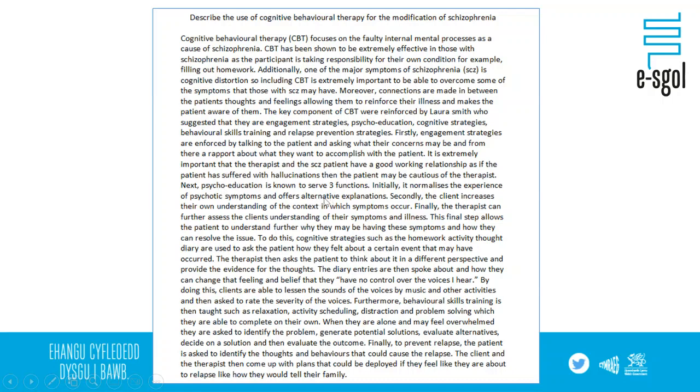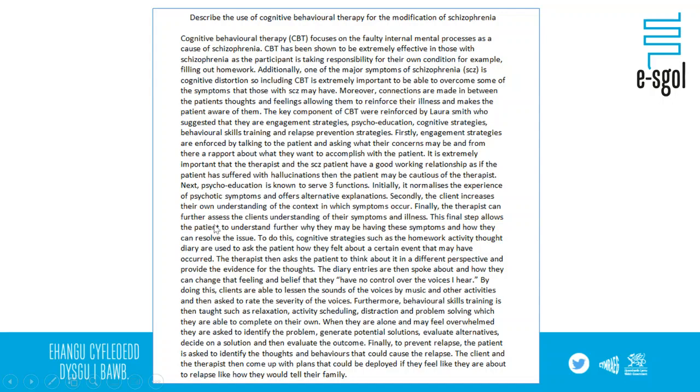Next, psychoeducation is known to serve 3 functions. Initially, it normalises the experience of psychotic symptoms and other alternative explanations. Secondly, the client increases their own understanding of the context in which the symptoms occur. Lovely. And finally, the therapist further assesses the client's understanding of their symptoms and illness. So that is purely AO1, isn't it? It's talking about what you know about those 5 areas.